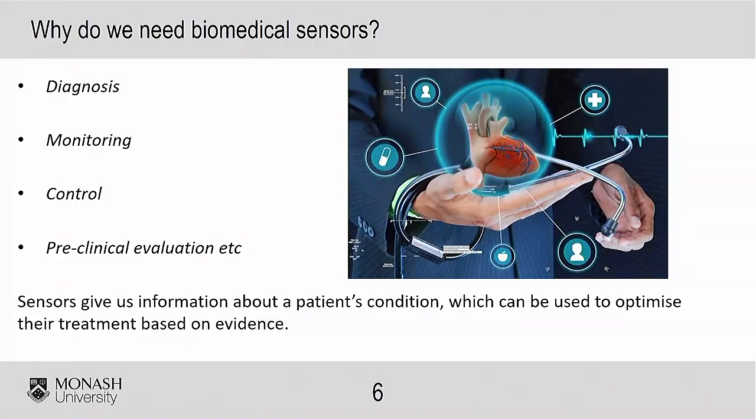We also need them for preclinical evaluation, or also clinical evaluation. So when you're developing a medical device, you would obviously use sensors to demonstrate the efficacy of the new device. So that might be, in my application, I develop new artificial hearts. Now we need to know that they are delivering the right blood pressures, the right blood flows around the body. And we use sensors for that. We use pressure and flow sensors. And obviously a bunch of other examples as well. And then clinically you would use that as well to make sure that it's working well. So sensors give us information about a patient's condition, which can be used to optimize their treatment based on evidence.